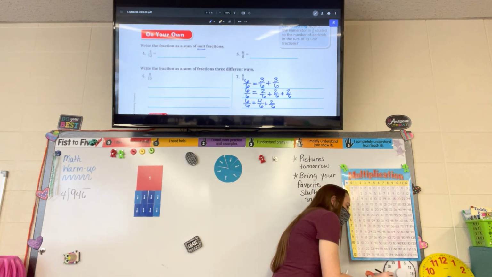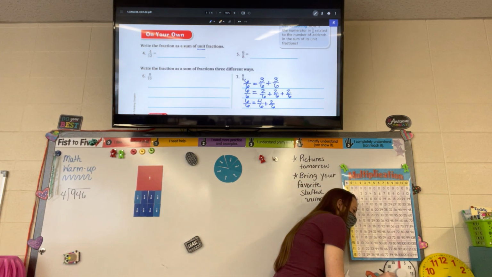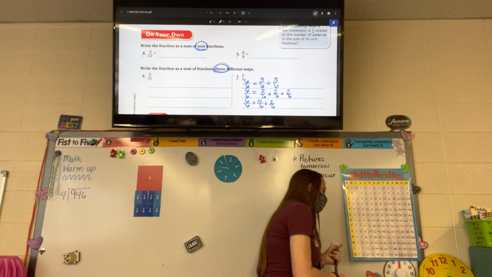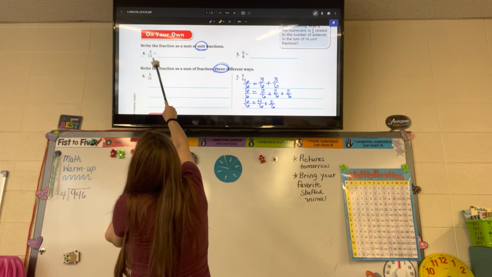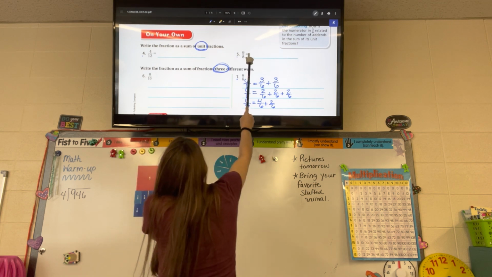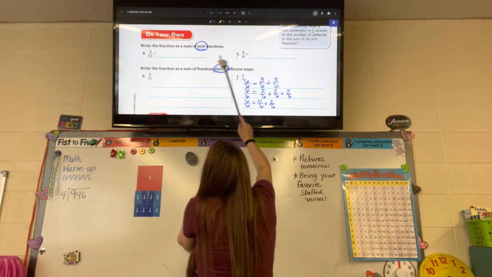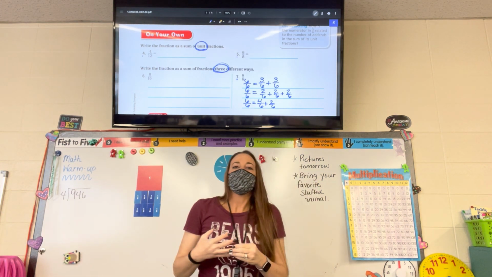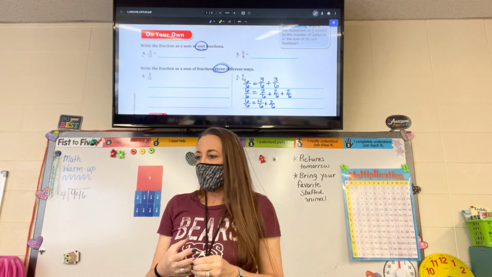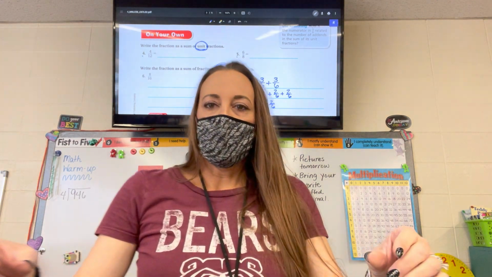Okay, so number 6 is going to be like number 7. Number 4 and 5, I want you to circle the word unit. And then in the next direction, circle the word 3. So number 4, you're going to write 4/12 with unit fractions and 6/8 with unit fractions. Then do number 6, 8/10 3 different ways. Once you're finished, raise your hand and I will come and check it.